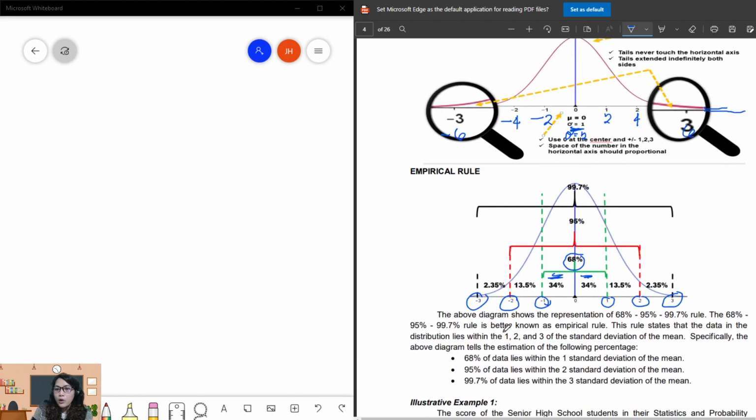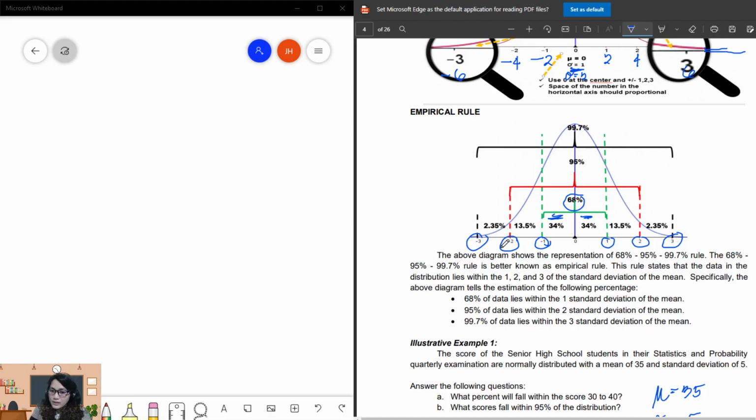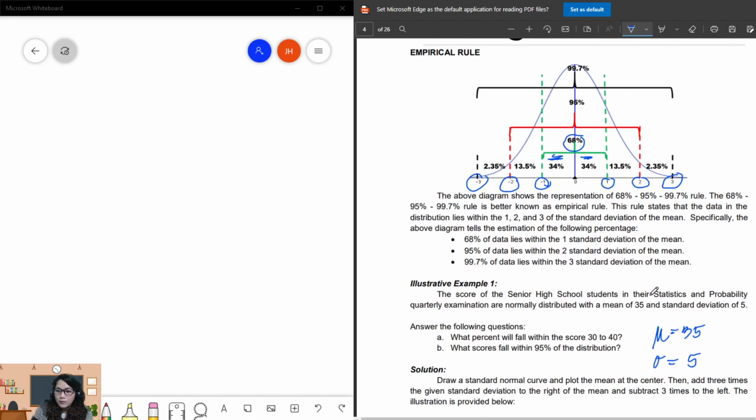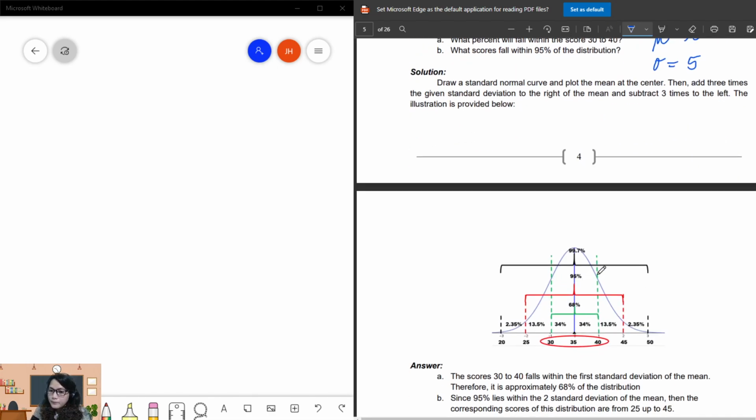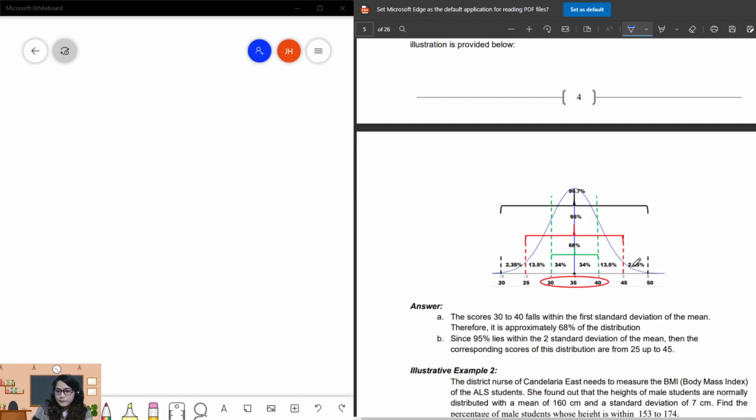So we are going to make use of this empirical rule, but we are not going to follow this negative 3 to positive 3. We are going to follow the given, which is the mean is 35 and the standard deviation is 5. Alright, so as you can see here in your example, this is not 0 anymore, but it is 35 because the given here is 35. Remember, the mean is 35.